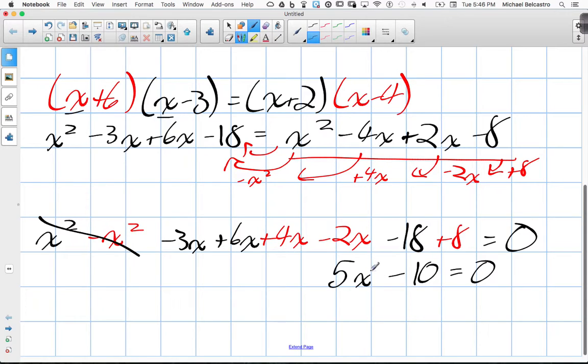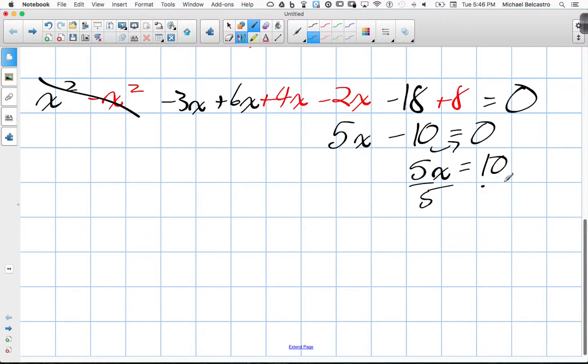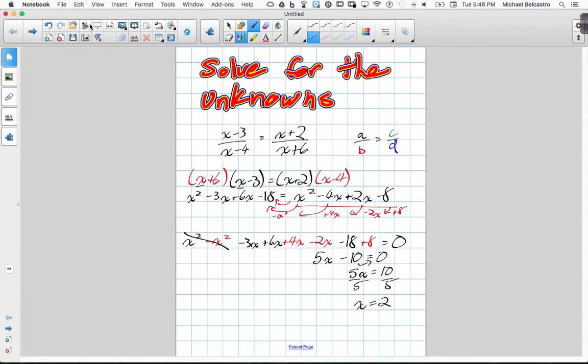Now we just have to isolate for what one variable x. This makes this far simpler. We move 10 back to the other side. We get 5x is equal to positive 10. We divide both sides by 5. X is equal to 2. Oh, see?